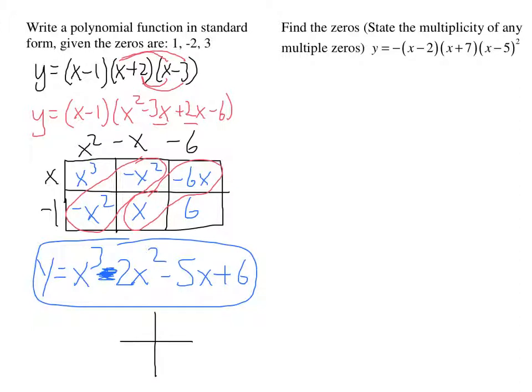Just a quick sketch. Let's try it out. Do we know our zeros from the original question? You hopefully know your zeros from the original question. So my zeros are 1, negative 2, and 3. So we know my zeros are 1, -2, and 3.